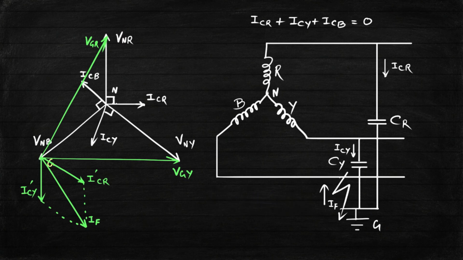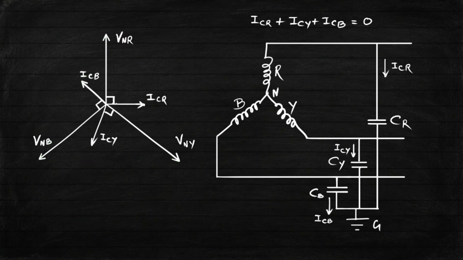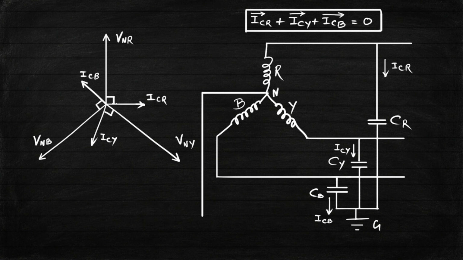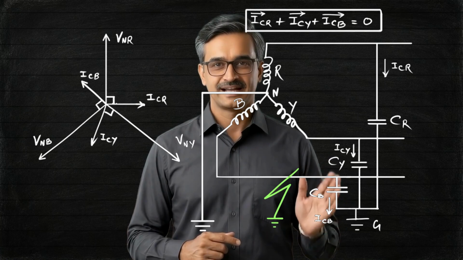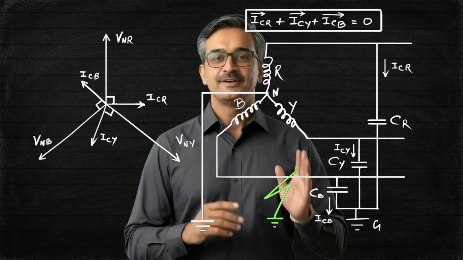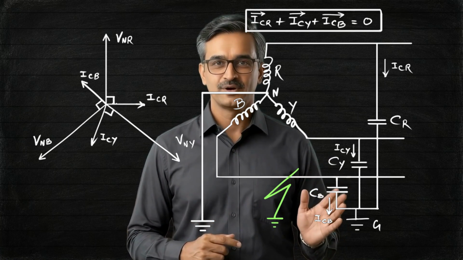As we have already discussed, we can write ICR plus ICY plus ICB equals 0. Again, remember that this is the vector sum of the three charging currents because the system is perfectly balanced. Now let us connect the neutral point of the transformer to the ground as shown in the figure. Now suppose under this condition an earth fault occurs again on the same B phase. Let us now find out what changes take place after grounding the neutral point of the transformer.